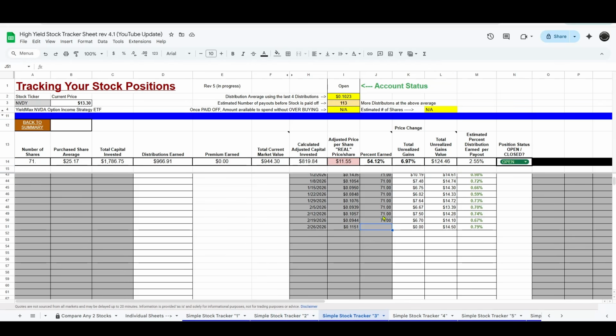Moving to NVDY. We made 11 cents on NVDY, and that's up from the 9 cents of last week.